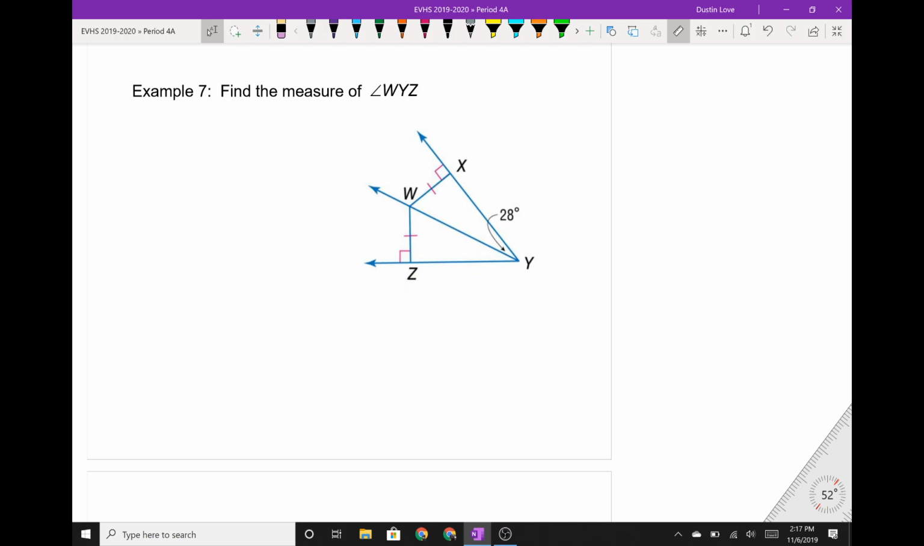Okay, find the measure of angle WYZ. I look at it and I see I got an angle. Point W is equidistant from point X and point Z, which means that WY, by the converse of the angle bisector theorem, must lie on the bisector. Therefore, these two angles are congruent, and WYZ is also 28 degrees.